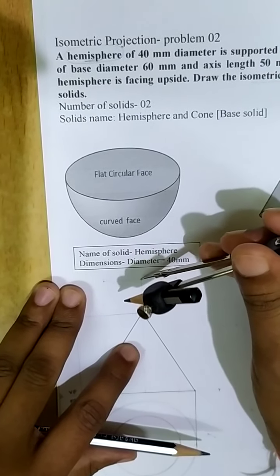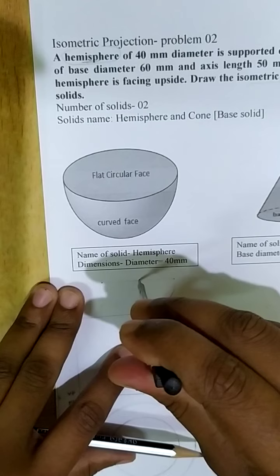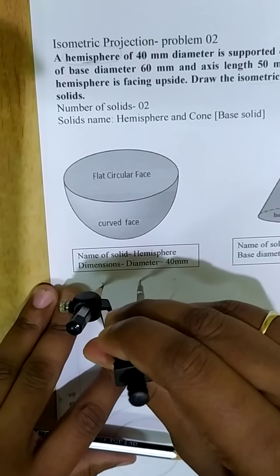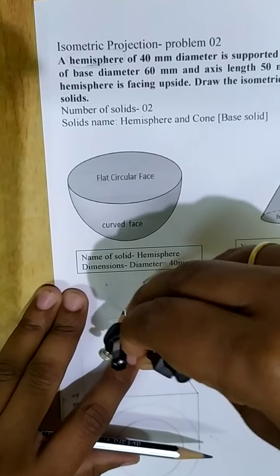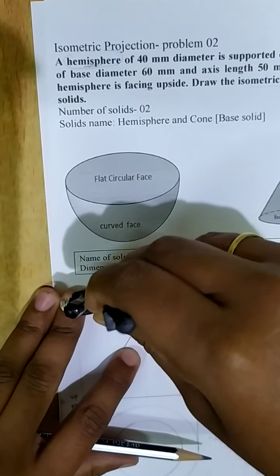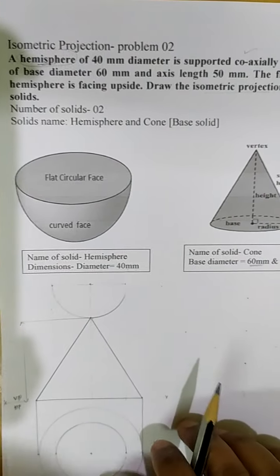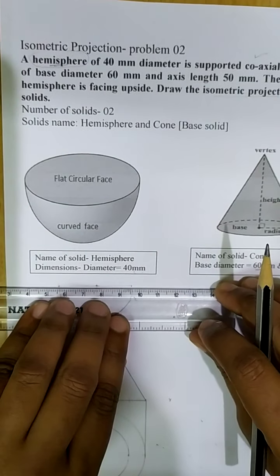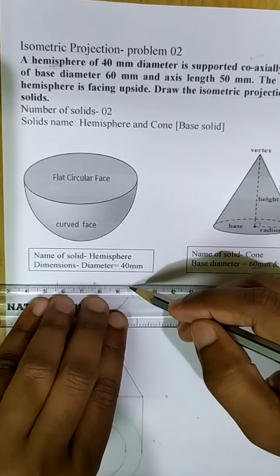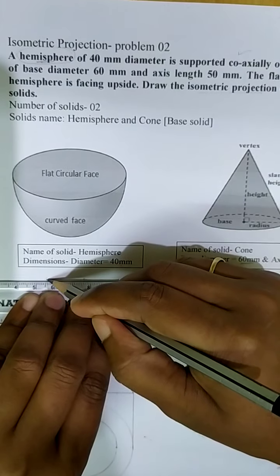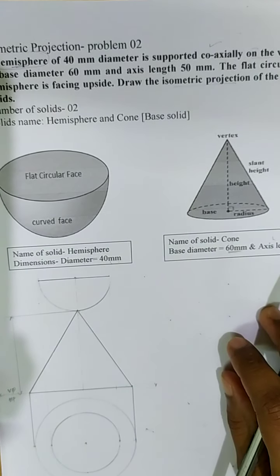Okay, from here you draw the other side. So this curved surface is visible from the front. This is the curved surface of the hemisphere. And what about this flat circular face? That will not be visible, so it should be drawn as a horizontal line. So this is the flat circular face.